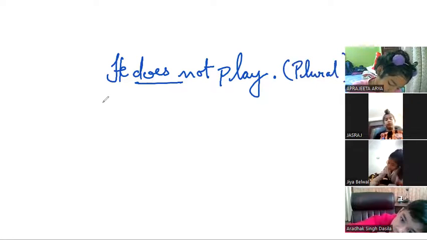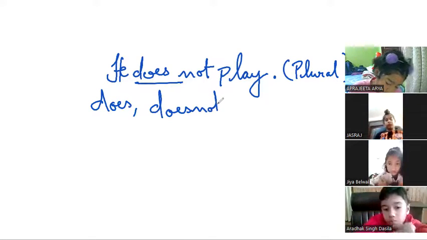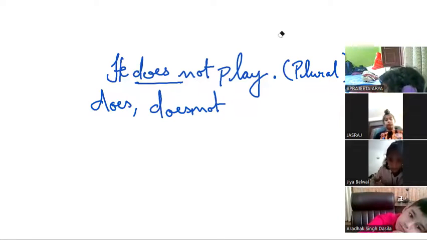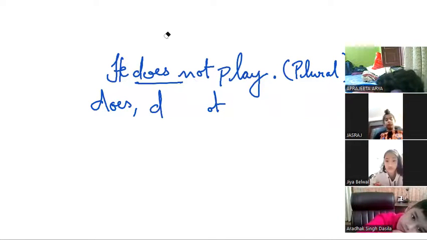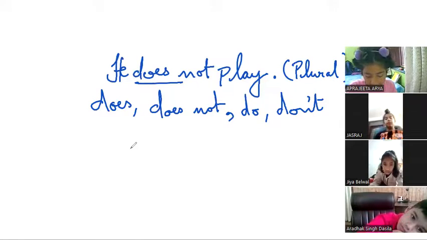Right? So all the words like does not, and their contractions, right? There should be a gap here. Do, don't, right? They will all take plural verbs, right?